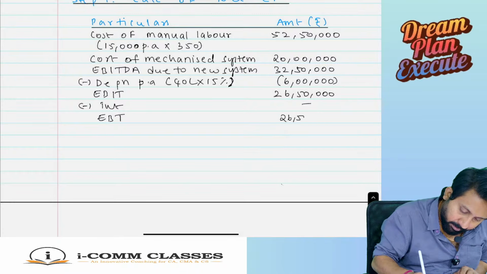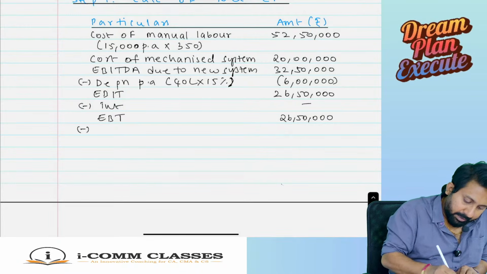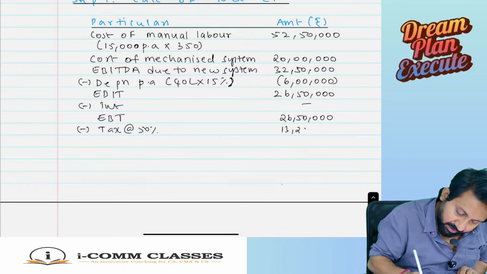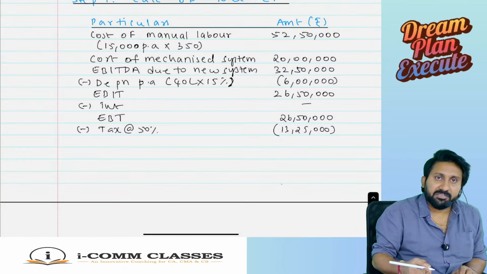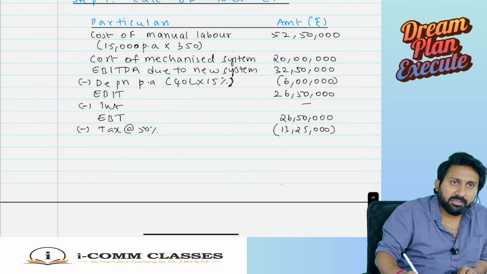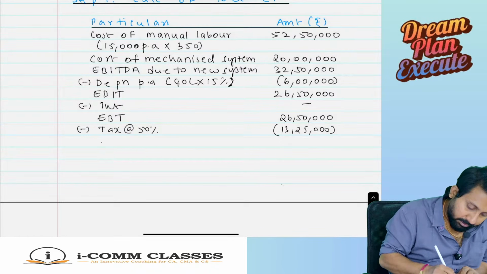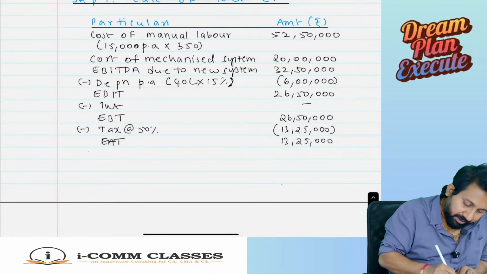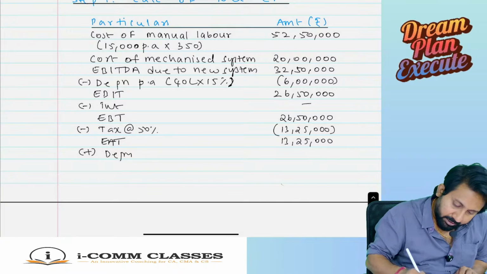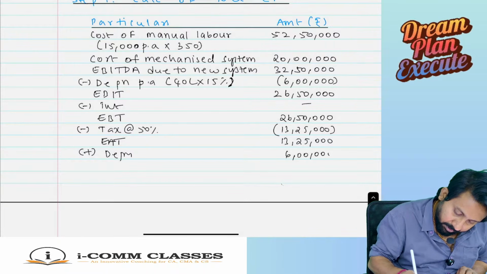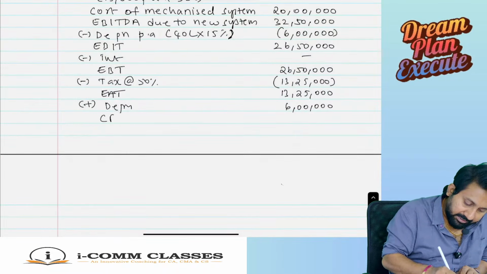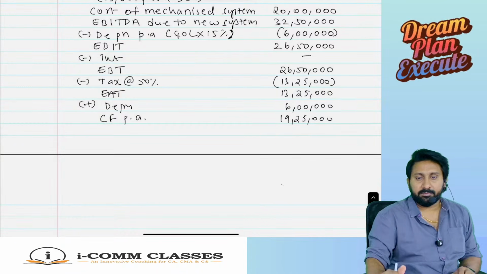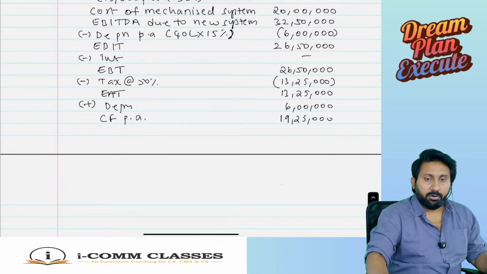EBT, minus a tax. Tell answer. 13 lakh 25. Half, na? 26 to half 13, 50 half 25. 13 lakh 25,000. So EAT 13 lakh 25,000. Add back what? Depreciation, 6 lakh. What is the cash flow per annum? 19 lakh 25,000. Write down up to here.